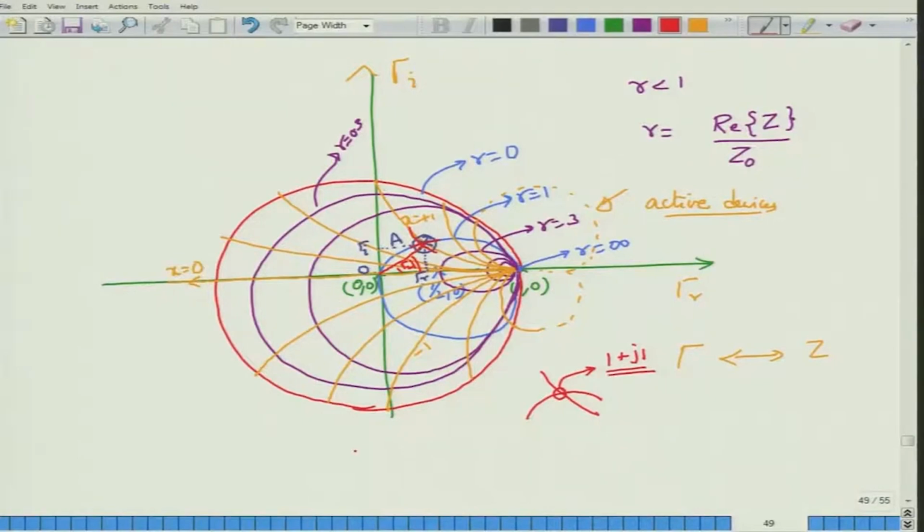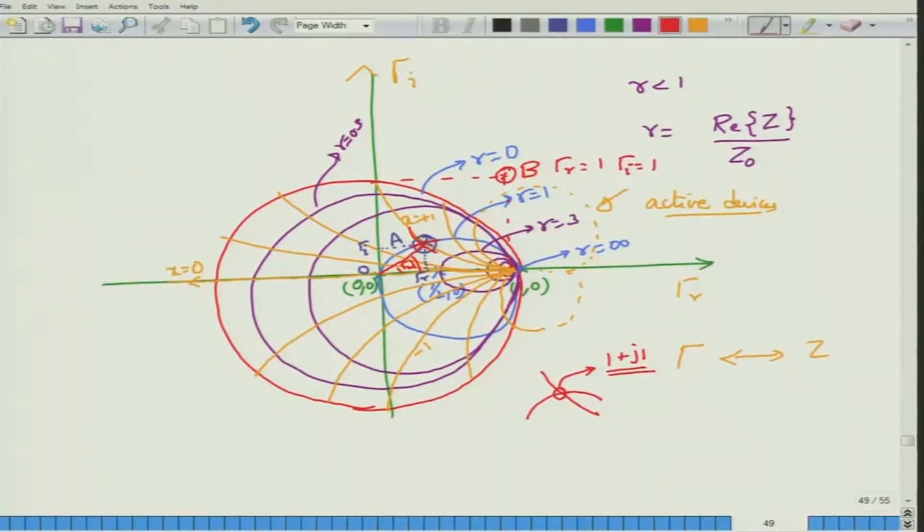To make that point a little more clear, let us consider arbitrarily the point here which I have marked, and let me call this point B. For B, I am going to specify the value of gamma r and gamma I: gamma r equal to 1 and gamma I equal to 1. What would be the corresponding impedance here?